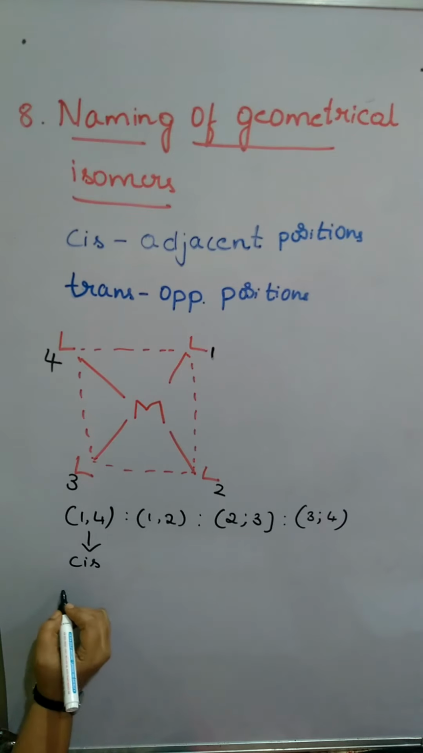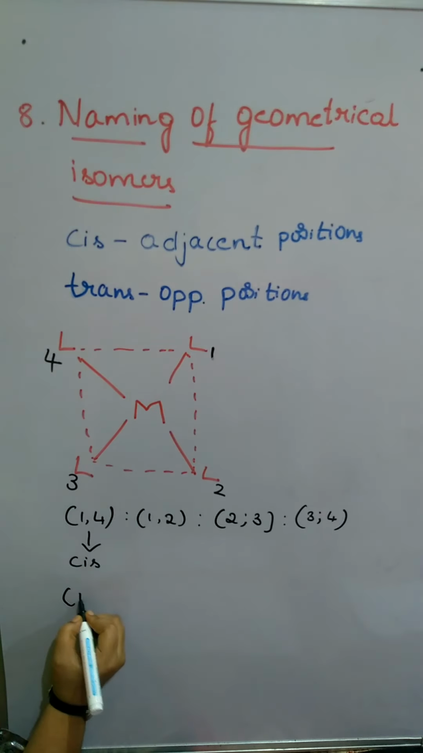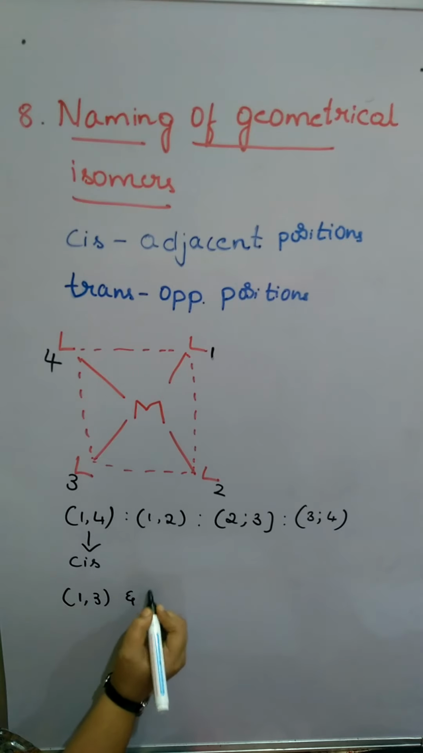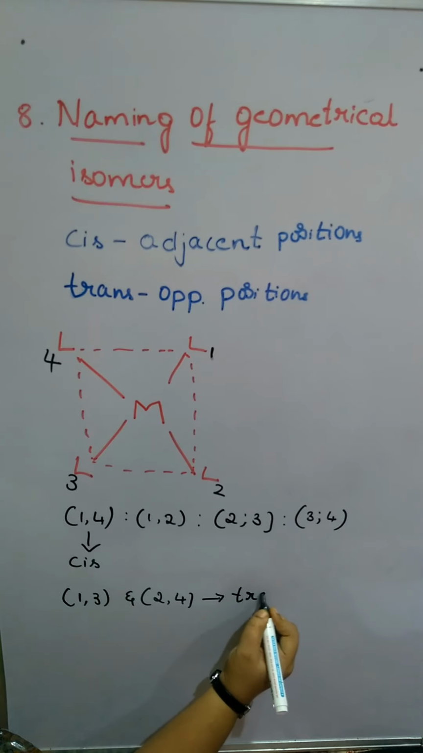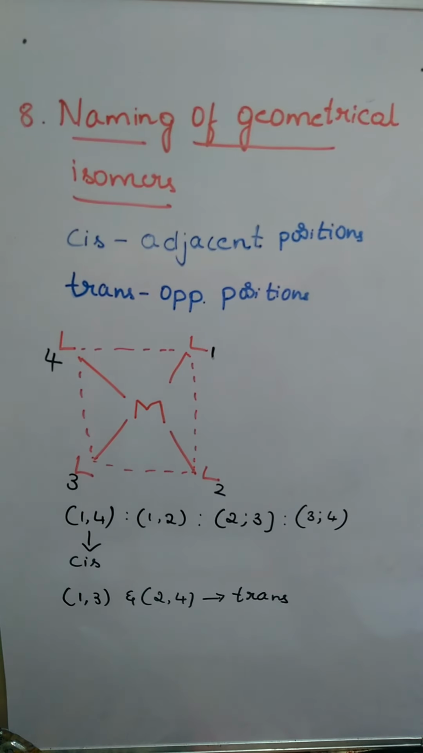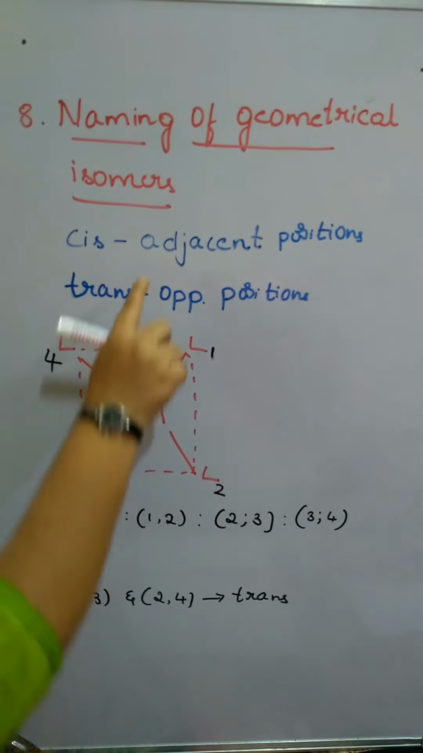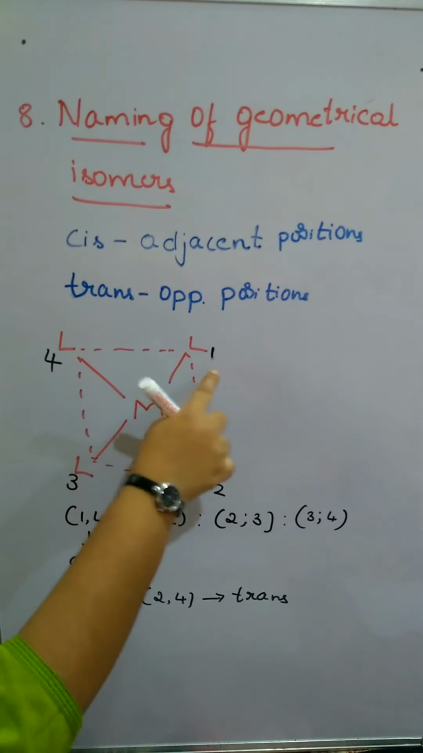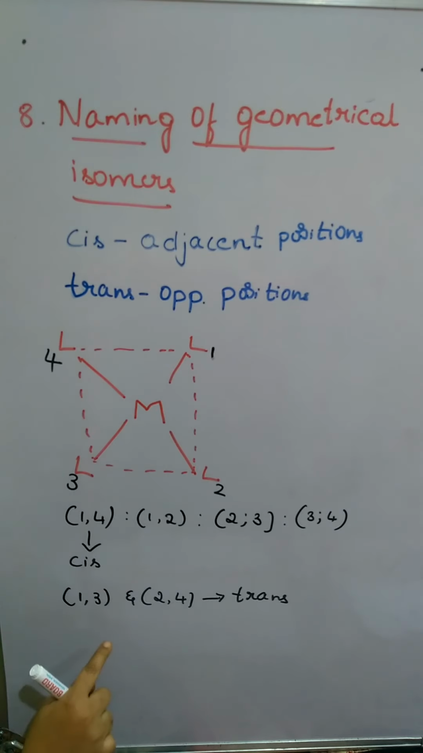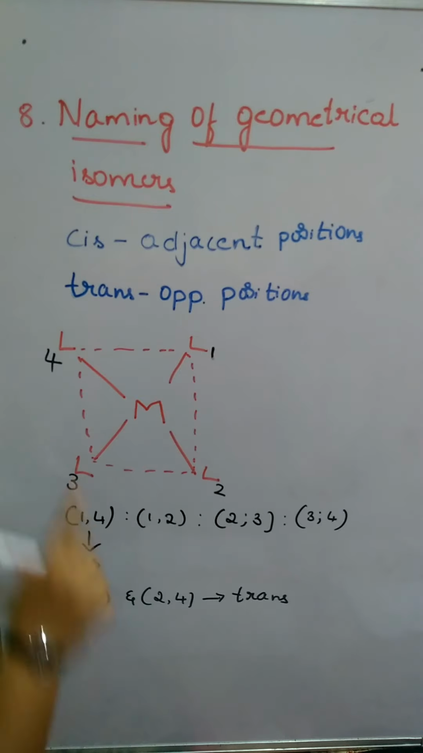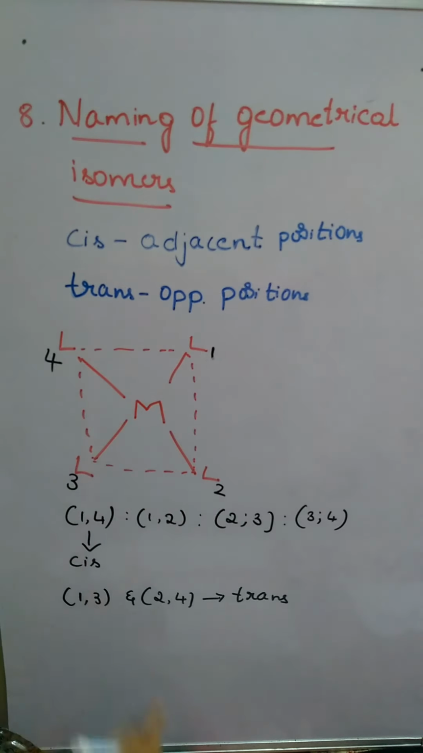So if 1 and 3 are the same, and if 2 and 4 are the same, then the isomers are named as trans isomers. If similar ligands come adjacent to one another, then it is named a cis isomer. If the similar ligands come in opposite positions, then it is named a trans isomer.